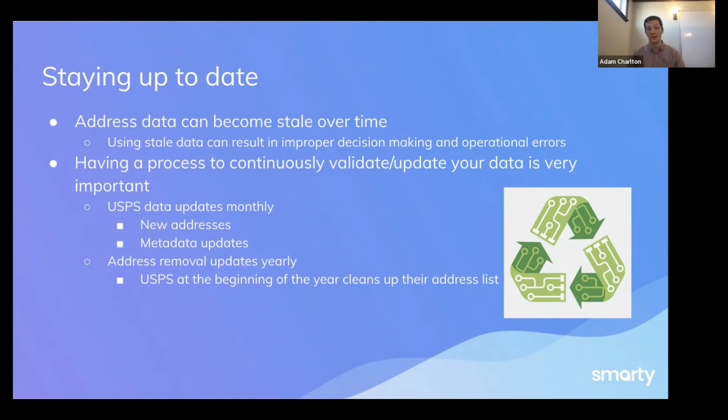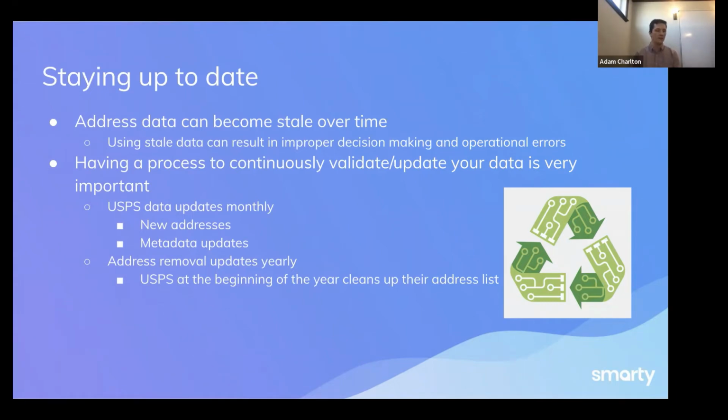The USPS releases new data every single month. This is metadata, updates, and also new addresses that flow into the system, new developments being built, non-postal addresses that are now supported by USPS. The USPS also removes addresses. This happens far less often. Typically, the USPS at the beginning of the year cleans up all of their addresses that got bulldozed or torn down over the last year. That tends to happen at the beginning of the year.